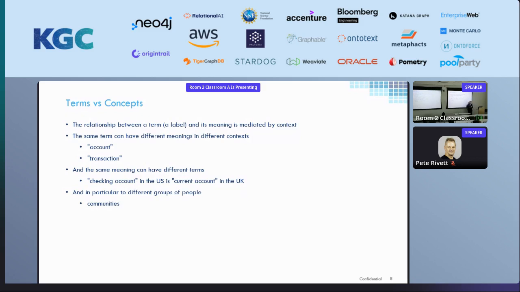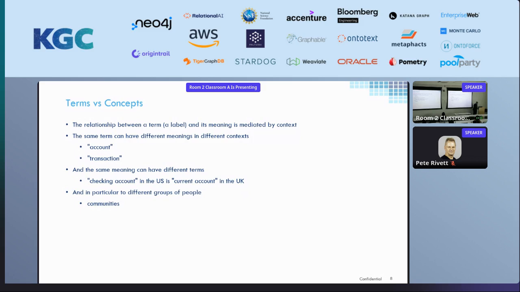Also, the same meaning can have different terms. So in the US, what we refer to as a checking account is not called that at all in the UK, exactly the same sort of account. It's called a current account in the UK. So it's a many-to-many relationship between the thing being named, the element, and the term.